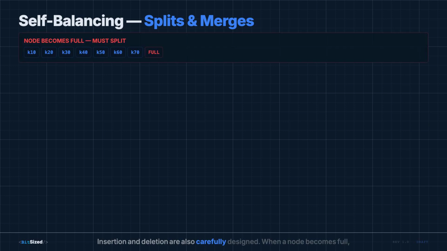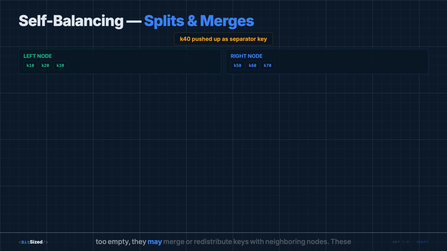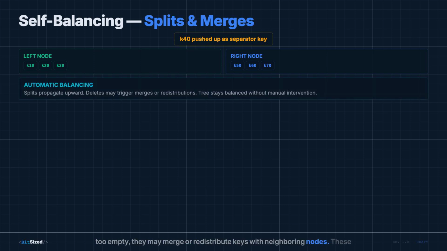Insertion and deletion are also carefully designed. When a node becomes full, it splits into 2 nodes and pushes a separator key upward. When nodes become too empty, they may merge or redistribute keys with neighboring nodes. These operations keep the tree balanced automatically.